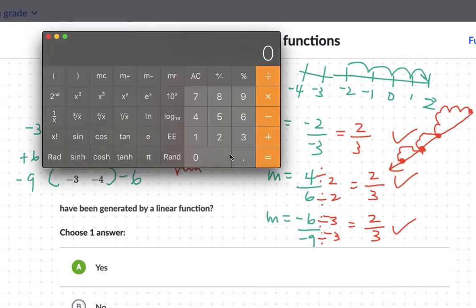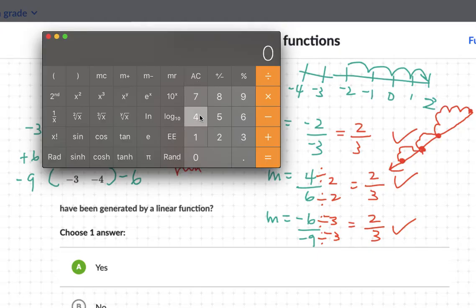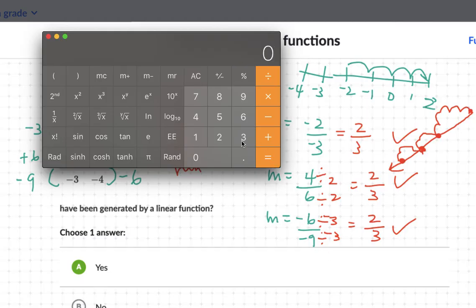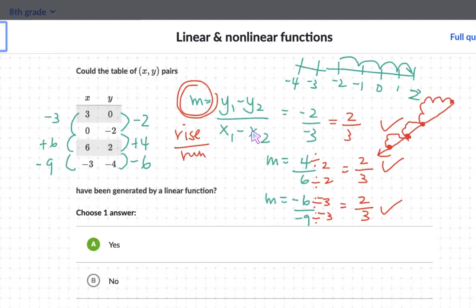Another way you can do it is just take out your calculator and divide those numbers. -2 divided by -3 is 0.666. 4 divided by 6 is that same number. And lastly, -6 divided by -9 is also the same number, okay? So they just look a little different.